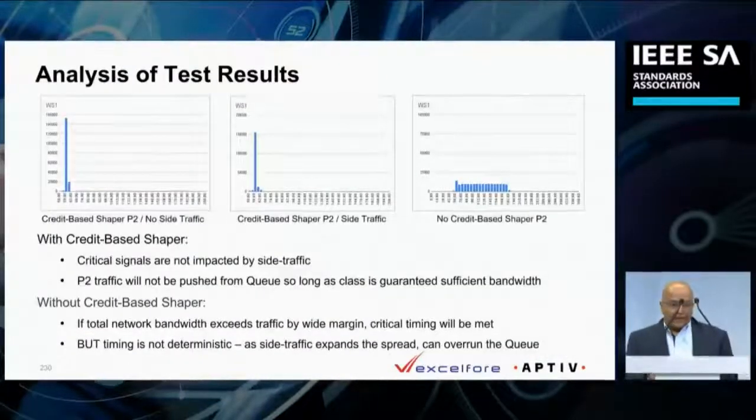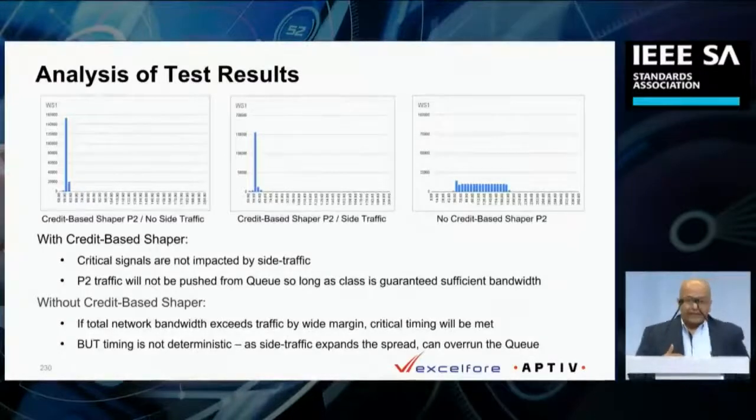So how do I analyze these test results? One without any shaper and no traffic, one with shaper with full traffic, and one with full traffic and no shaper involved. In all of these cases, with the credit-based shaper, the critical traffic is completely not impacted. So that's a good thing. And so P2 traffic will not be pushed from the queue so long as the class is guaranteed sufficient bandwidth. So if you have sufficient bandwidth for the critical signals, they always get through.